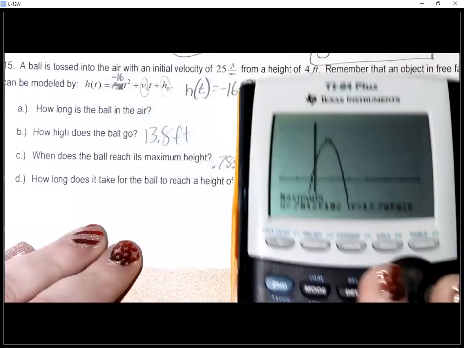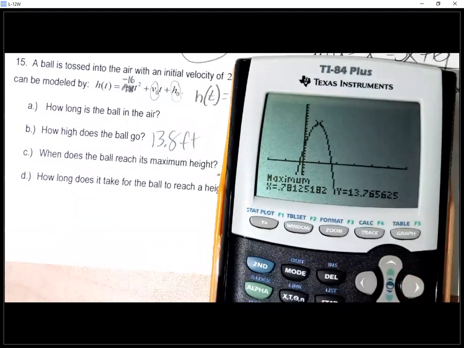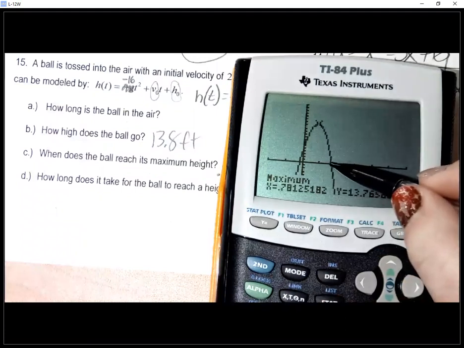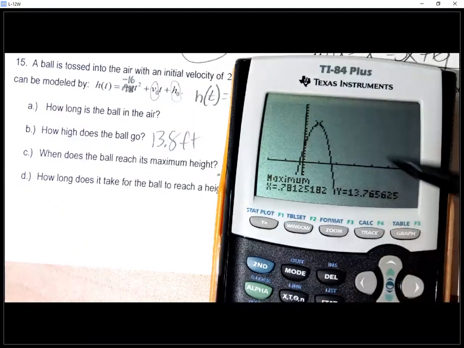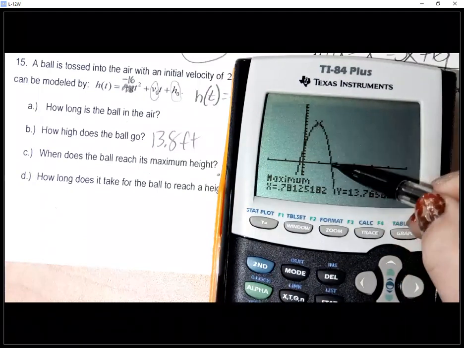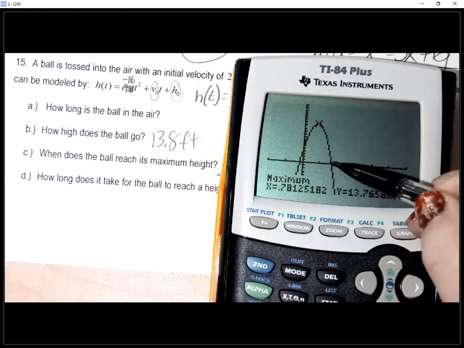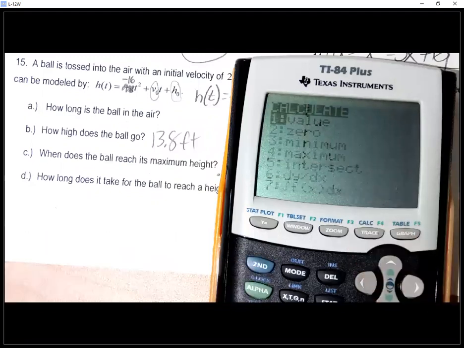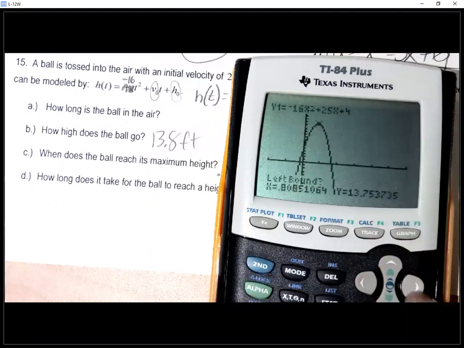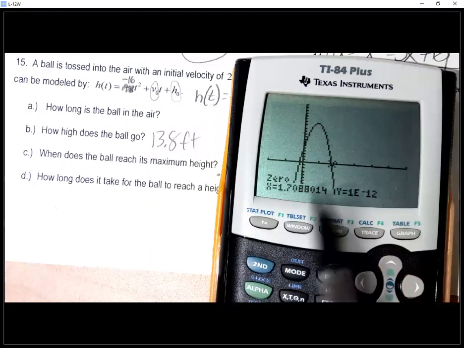How long is the ball in the air? Where would I be looking for that? I'd want to know that x-intercept. That's what I'm looking for, right? Because this is time. If I can find that, that's when it's going to come back and land on the ground. So let me find that value right there. Second calc, and I choose 2. I want a zero. So I move my blinky guy, make sure he's on the left of the zero, make sure he's on the right of the zero. I hit enter one more time. There it is at 1.7 seconds.